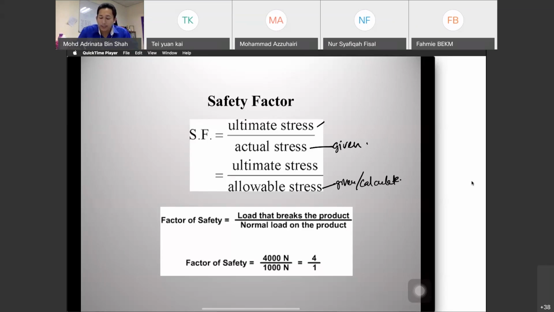Example: factor of safety, load that breaks the product. So at 4,000 Newton, the product will break. You give only 1,000 Newton. So the factor of safety is 4. 4,000 divided by 1,000 is equal to 4.